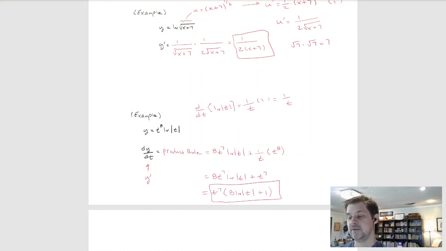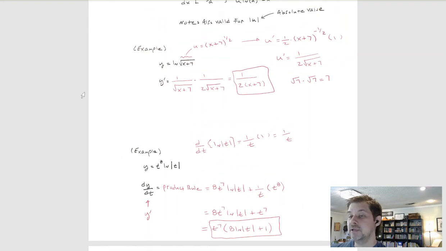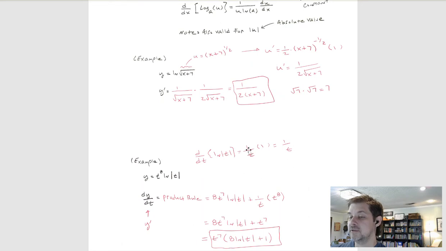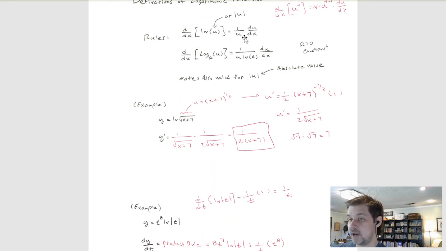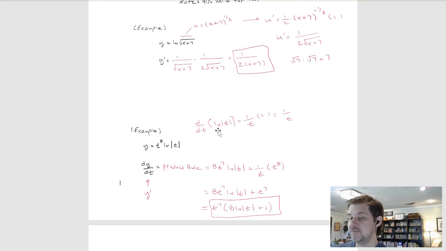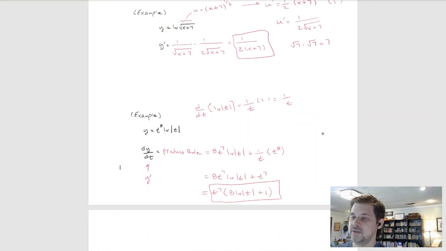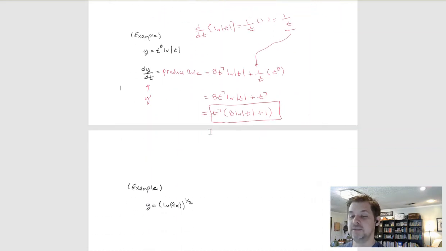All right, so there. But do you see how this rule applied to it? Do you see how, based on that, I'm reading the derivative of natural log absolute value of t to be just 1 over t times 1, which is just 1 over t. And then that went right here within the product rule. Okay. All right. Well, let's see a few others.